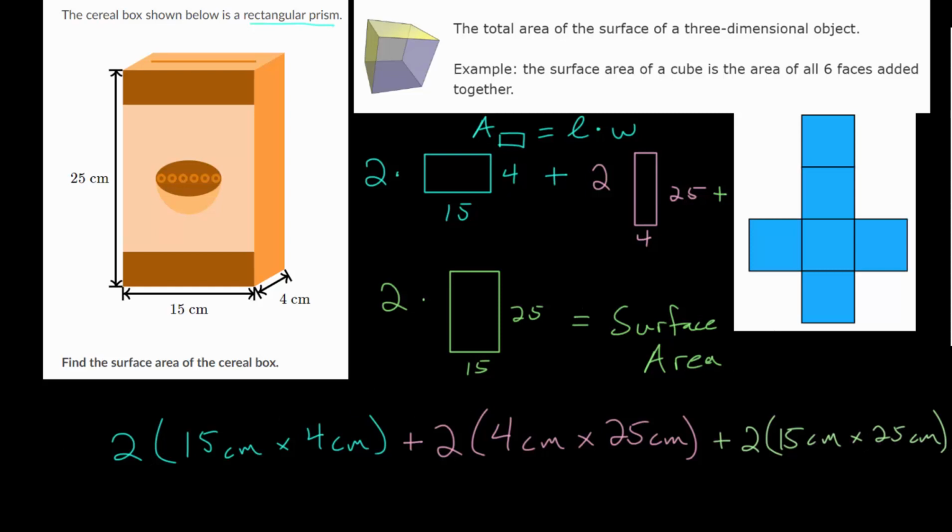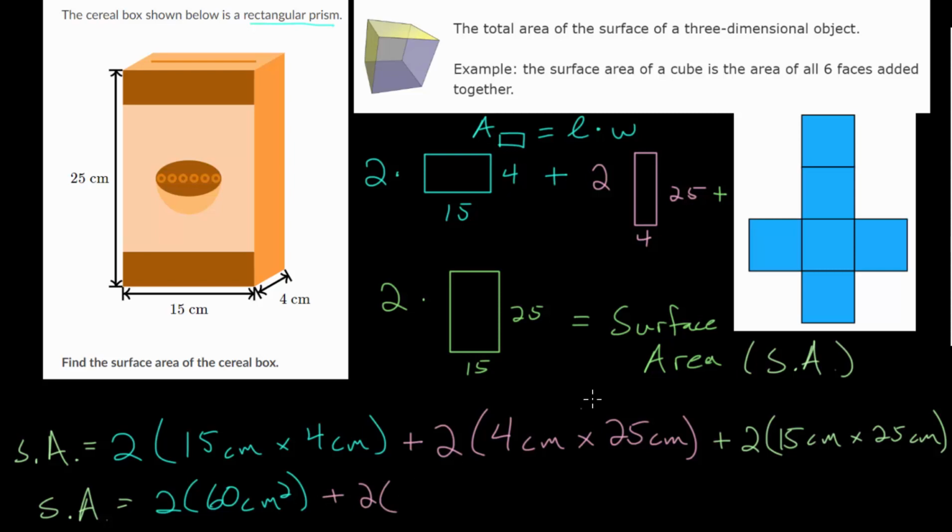And again, this just gives us the total surface area. And surface area, sometimes you can just call that SA. So our total surface area, SA, is equal to this equation here. And let's slowly calculate this. So 15 centimeters by 4 centimeters, that's 60 square centimeters. And again, we're just going to double that at the end.